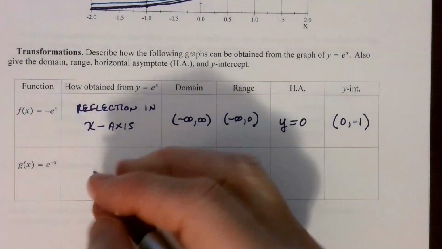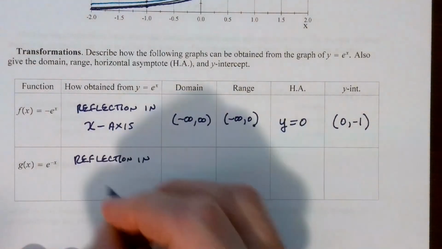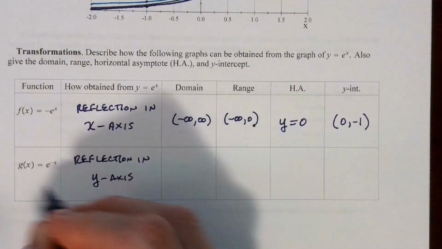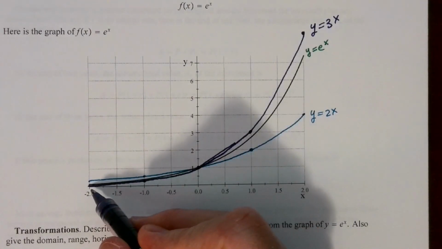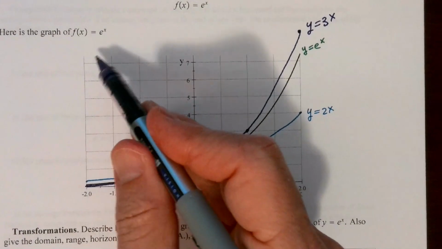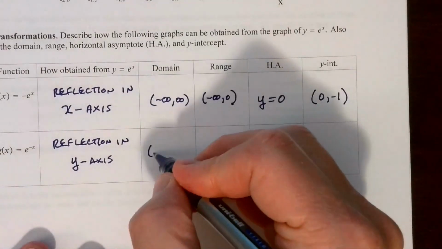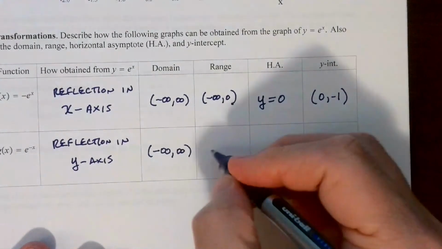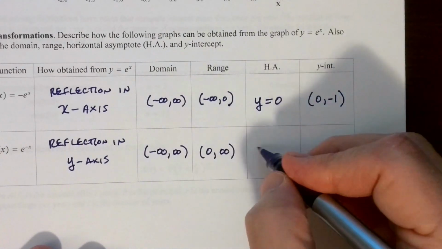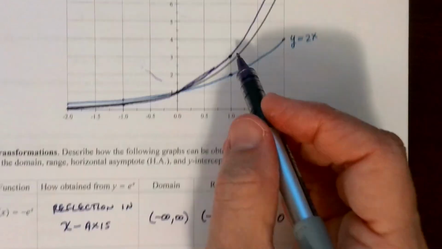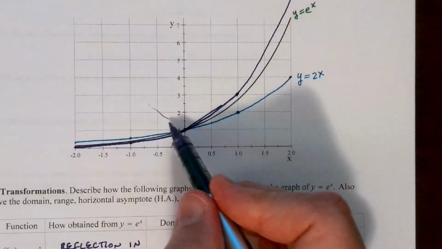What about g of x? Well, this is a graph of e to the x, and we obtain it by a reflection in what axis this time? Y-axis. Because I'm changing x to negative x. I'm changing the sign of x. So if I do a reflection in the y-axis, here's the graph of e to the x, and then it's going to look like this, coming down this way. Domain is unaffected. The range is unaffected. It's still above the x-axis. Horizontal asymptote is still y equals 0. Now, instead of approaching the horizontal asymptote as x goes to minus infinity, we're now approaching 0 as x goes to positive infinity, right?